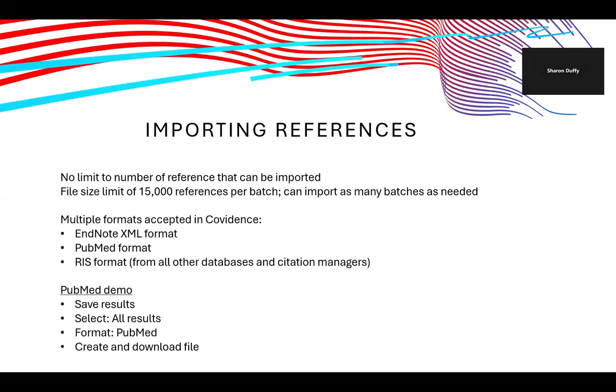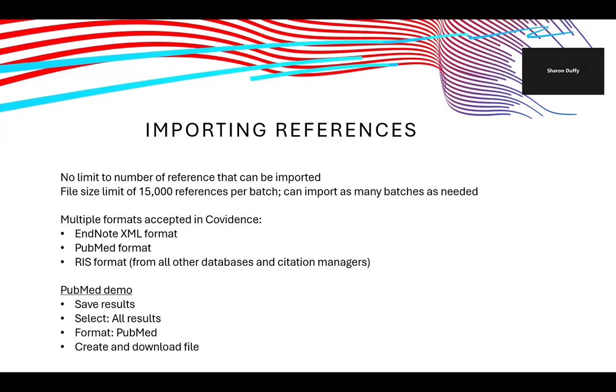Hopefully you don't need too many batches of 15,000 references, or if you do, hopefully you have a really large review team. You can import multiple different formats into Covidence. You've got the EndNote XML format, the PubMed format, and the RIS format. Most databases will allow you to export in RIS format. PubMed is a little bit of an outlier there, so I will be demonstrating that one specifically.